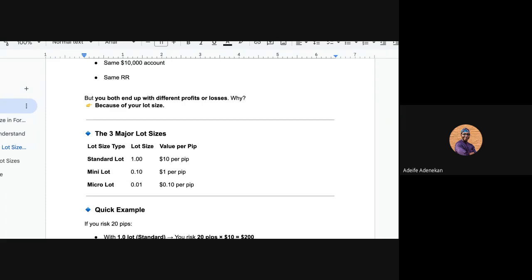For every pip movement, you'll be making or losing $10. Now a mini lot is anything from 0.10. That means you'll be making or losing $1 per pip. The micro lot is obviously 0.01, anything from 1 cent per pip movement.